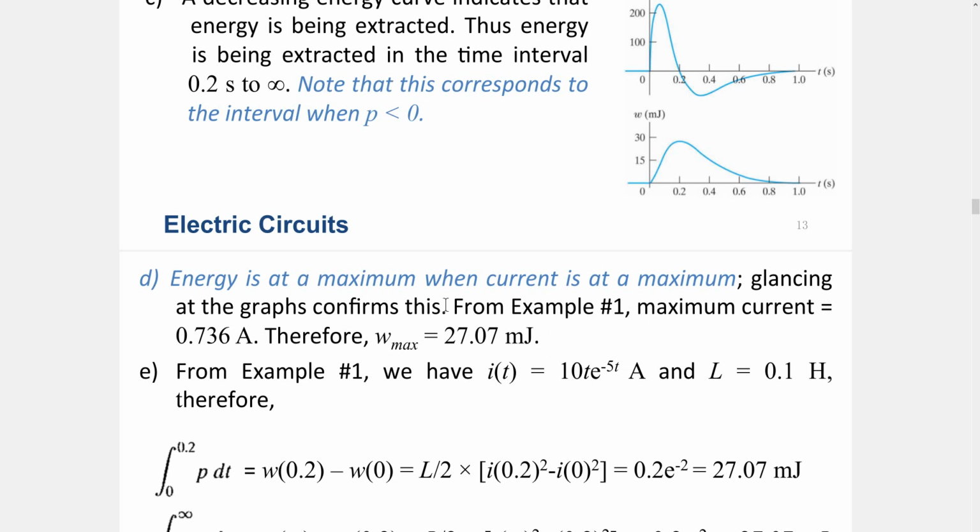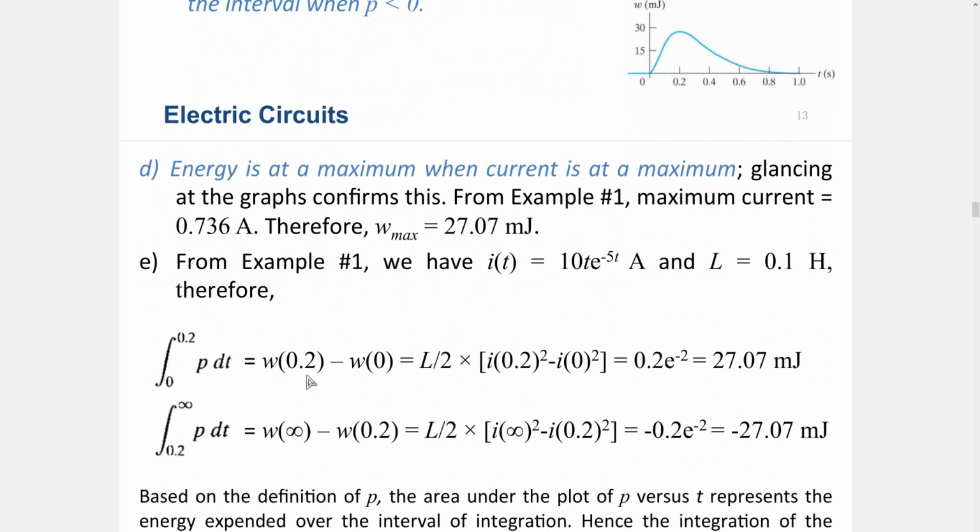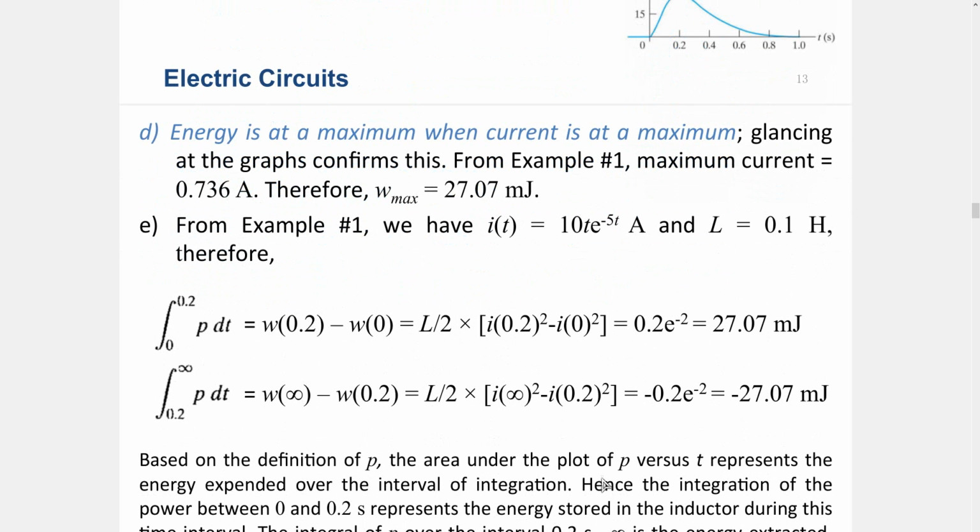So we can confirm this, and we can also compute this. If you just plug in the numerical values into the equations, the maximum current value is found to be 0.736 amps, and because of this you can calculate the maximum energy, which is 27.07 millijoules. And for part E, from example 1, we have i(t) equal to 10 times t times e to the minus 5t amps, and the inductance value is 0.1 Henry.